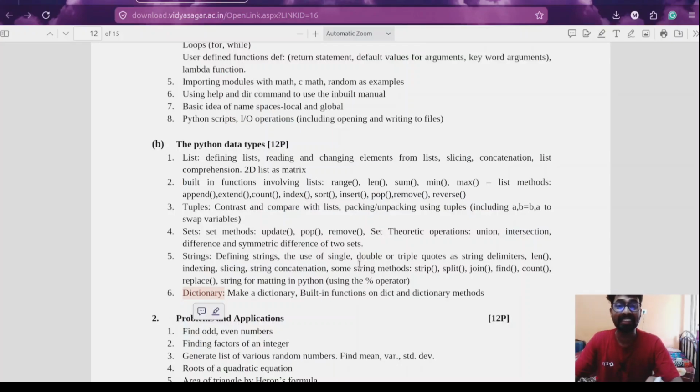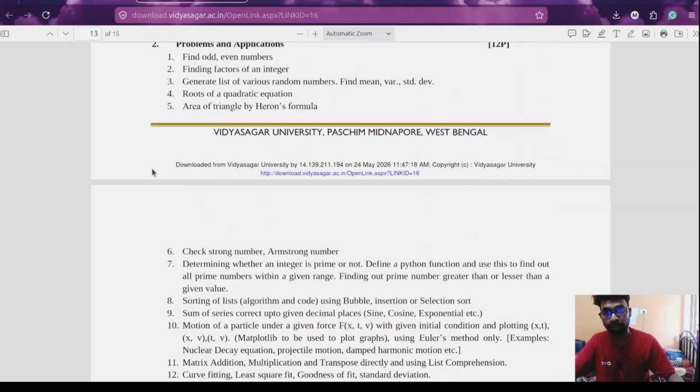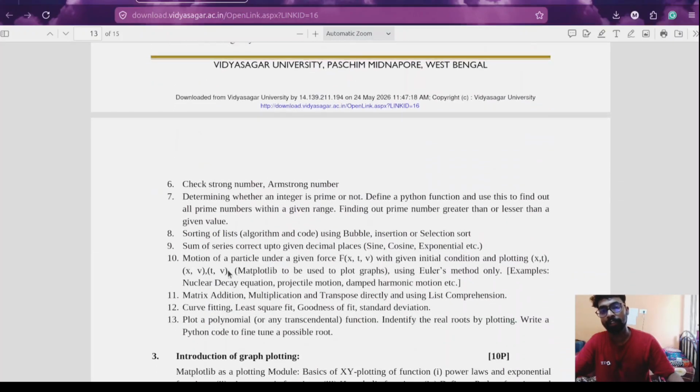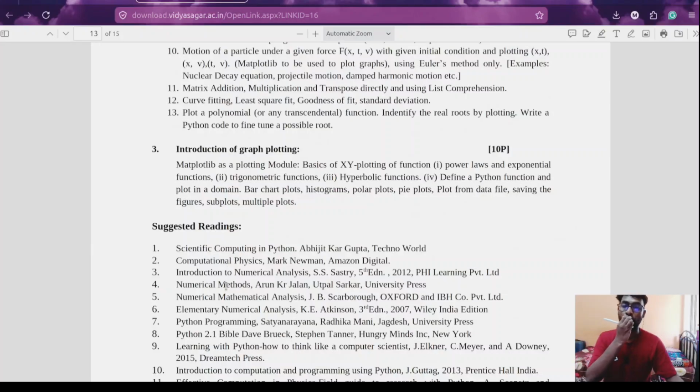These are the basics you need to understand first, to explore your Python knowledge in the next semester also. I think you understand better. These are the problems I will discuss in the lectures one by one. Then an introduction to graph plotting. There are graph plotting tools like matplotlib. Using matplotlib functions, using power law, exponential, trigonometric and hyperbolic functions, we define a Python function and plot it in a domain. That's the other thing I will discuss.